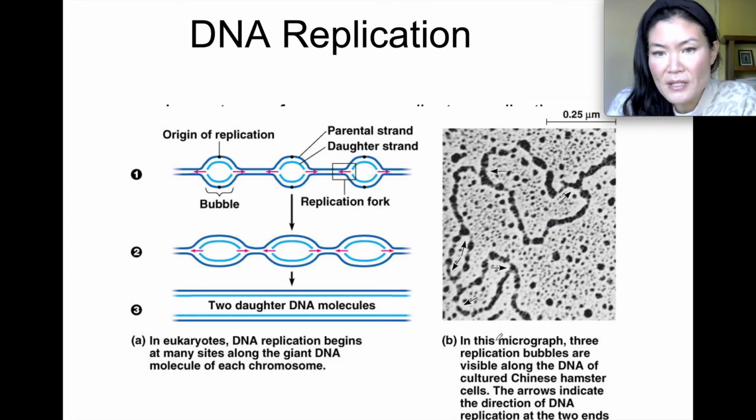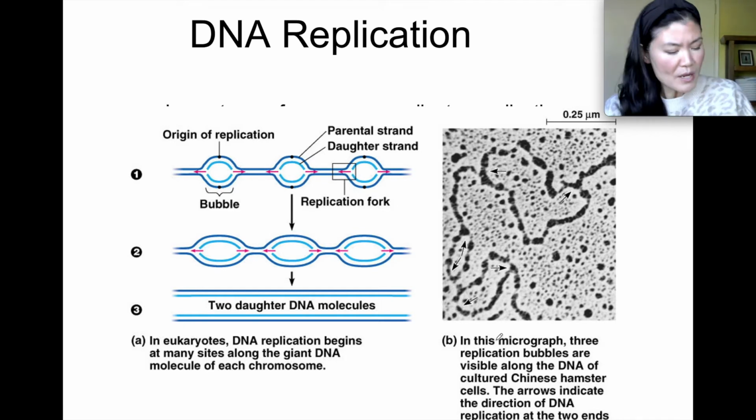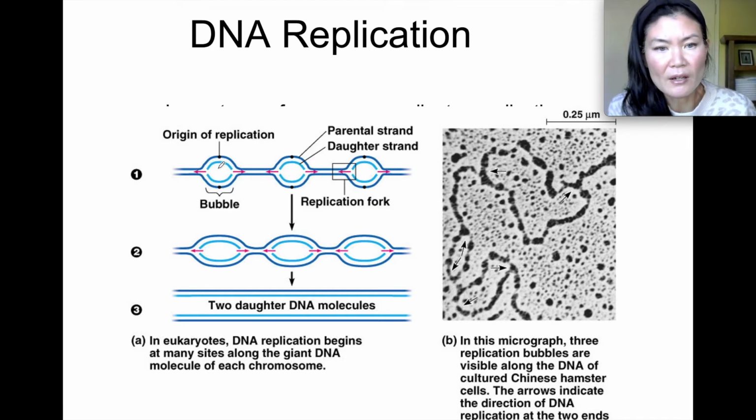There were other hypotheses as to how DNA replicates, but I think we're going to go over that at the end, okay? So if we have DNA replicating, in human cells we have 46 linear strands of DNA, okay?